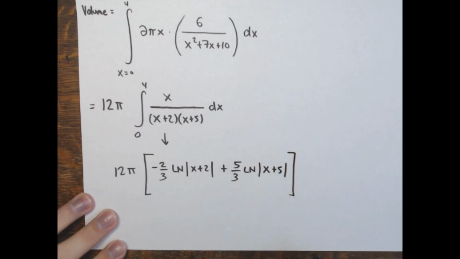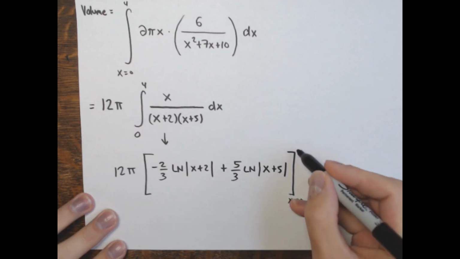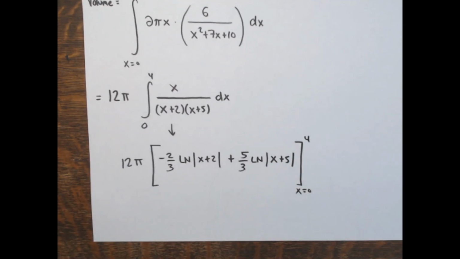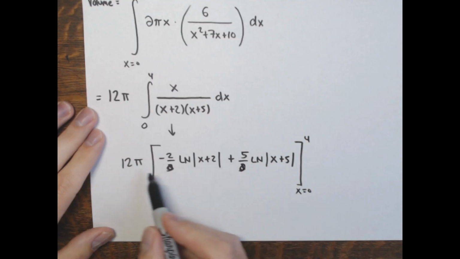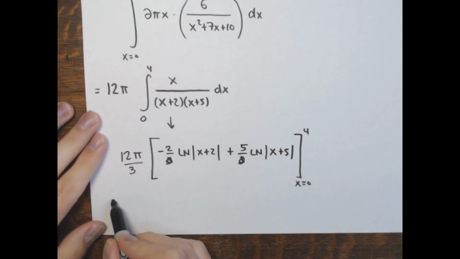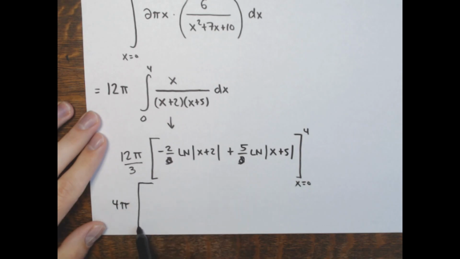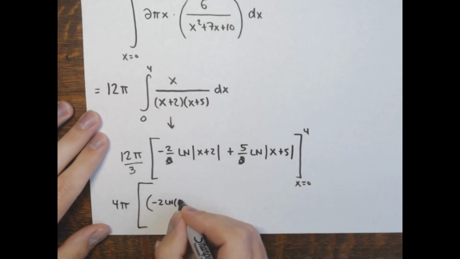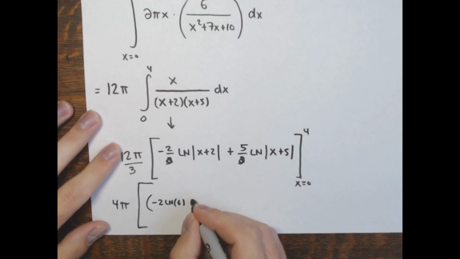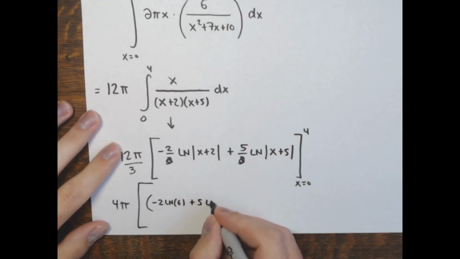This time the limits are from x equals 0 to 4, and those are the only changes between this problem and the one I did previously in this objective. Once again, both terms have 1/3 in common, so I'll pull the 1/3 out, making this 12 pi over 3, or 4 pi. Then at x equals 4, we have negative 2 times the natural log of 6 plus 5 times the natural log of 9.